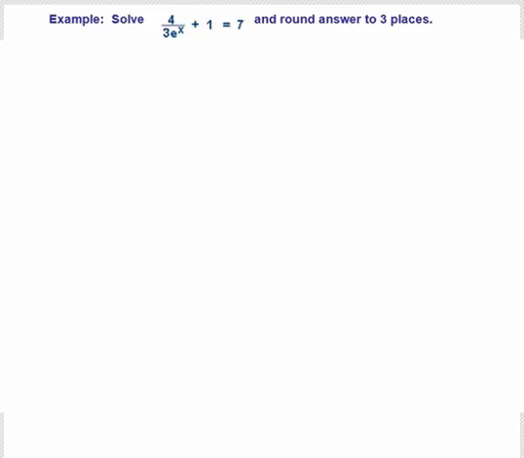Now we're going to do another example where we have an exponential in a fraction. We have 4 over 3e to the x, plus 1, equals 7. Well, our first step is the same. Get e to the x all by itself on one side of the equals, which means we are solving this equation for e to the x.